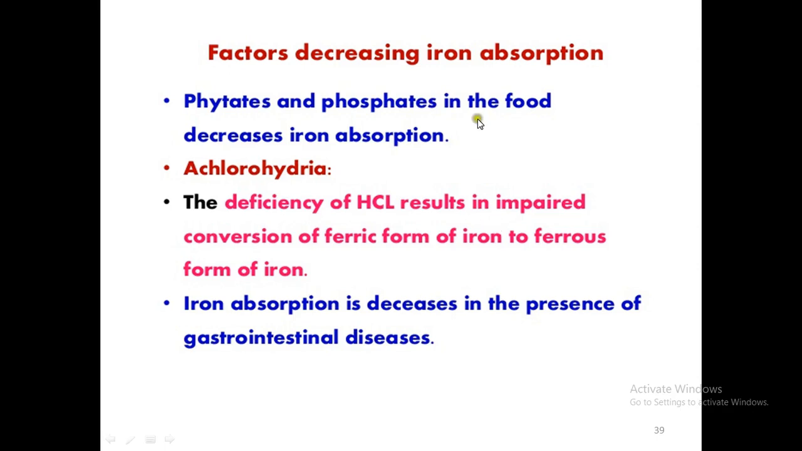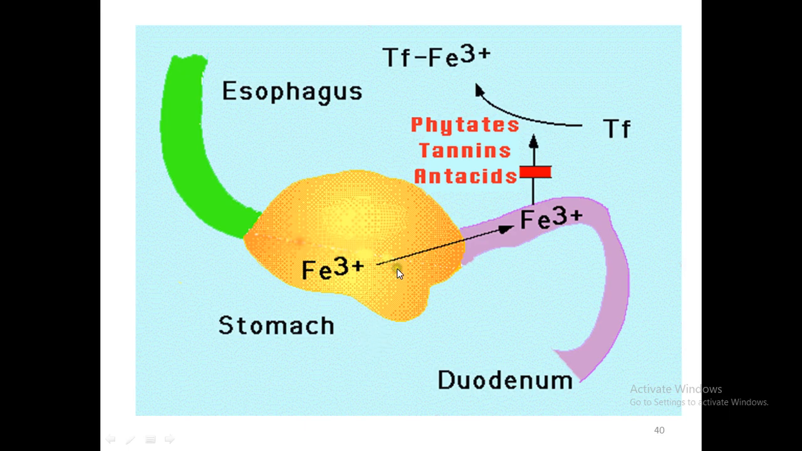So which factors decrease iron absorption? Phytates and phosphates in food, and achlorhydria, deficiency of hydrochloric acid, because in this case ferric iron cannot be changed to ferrous iron. Also, in the presence of gastrointestinal diseases, iron absorption is reduced. So we see here that phytates, tannins, antacids, etc. prevent the absorption of iron because they do not allow ferric iron to be changed to ferrous iron and they form insoluble complexes of iron.